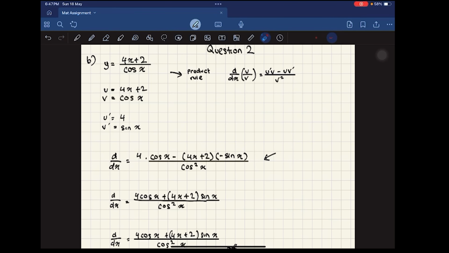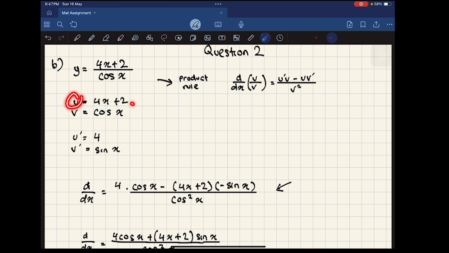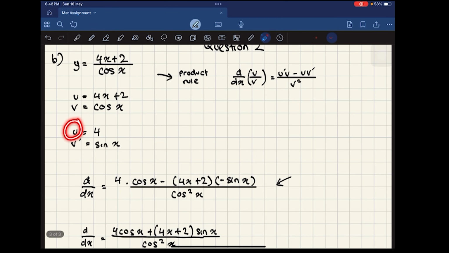Alright, let's move on to the next question, which is 2b. So given the function is y equals to (4x plus 2) over cos x. First thing first, we need to know the quotient rule for this function, which is d over dx, u over v equals to u prime v minus u v prime over v squared. So let's assign u as 4x plus 2 and v as cos x. Alright, to get the u prime and v prime, we need to differentiate these two.